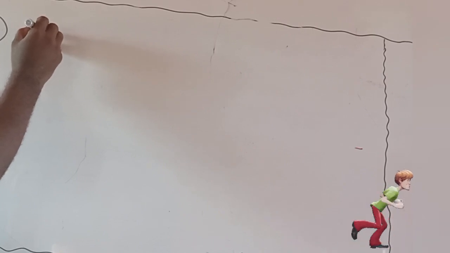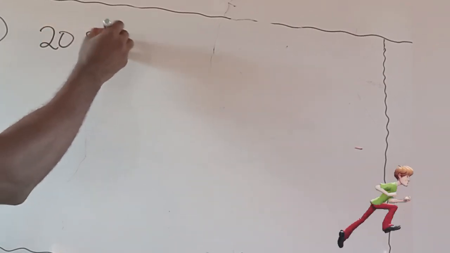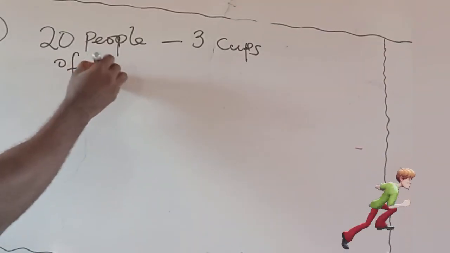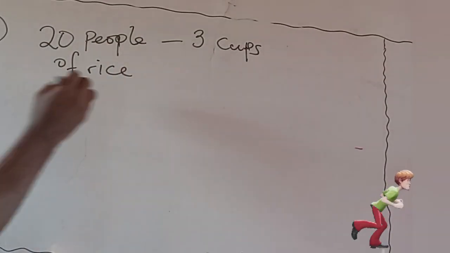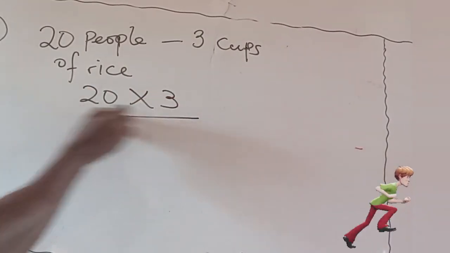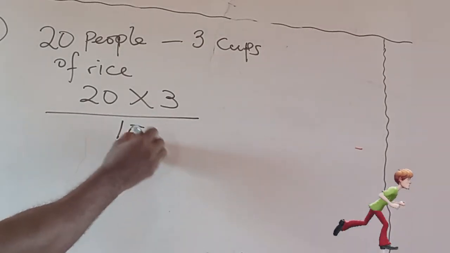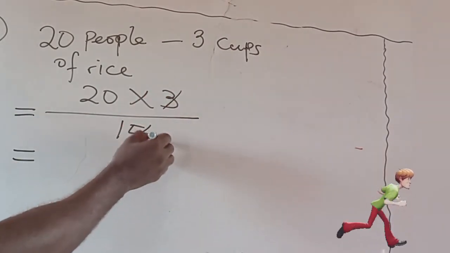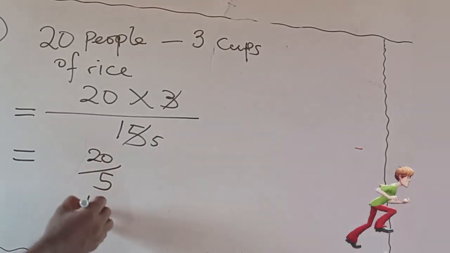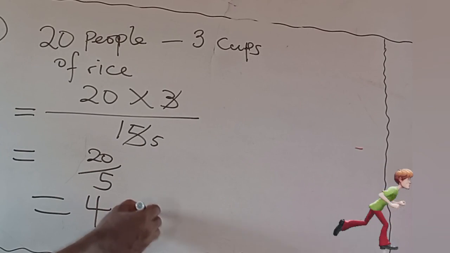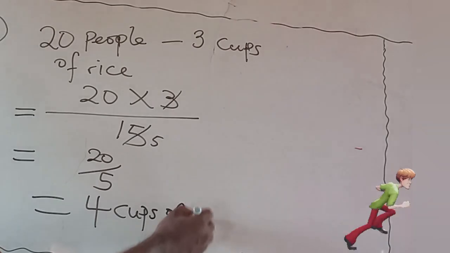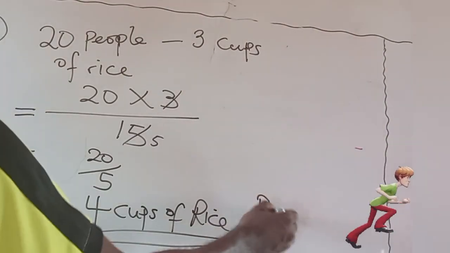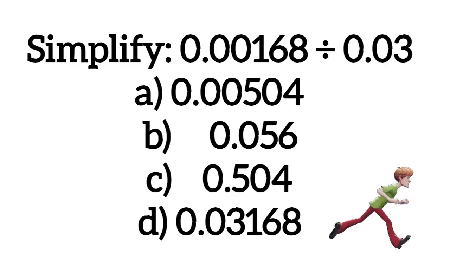Scholars, let's go. Now, 20 people eat 3 cups of rice. Now, how much do we have? 20 multiplied by 3 divided by 15, because we want to know. Now the calculation is 3 goes into 15, 5 times, then 5 goes into 20, 4 times. So we have 4 cups. 4 cups is your correct answer. Then we pick the correct option, what is our option? Anyone? We have B as our option. Yes, scholars, let's go again.